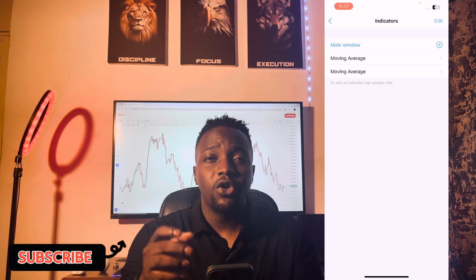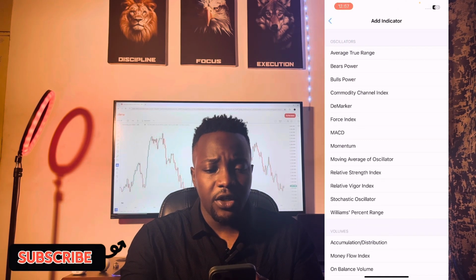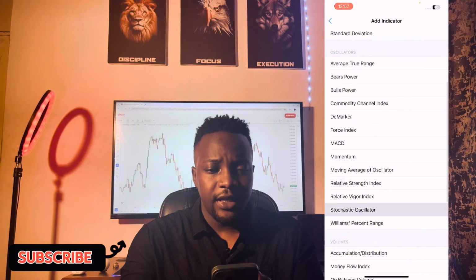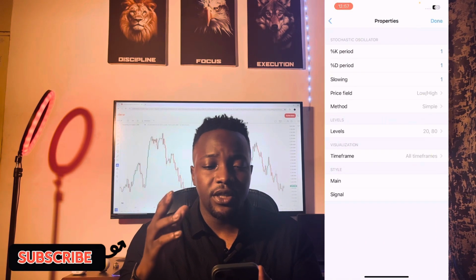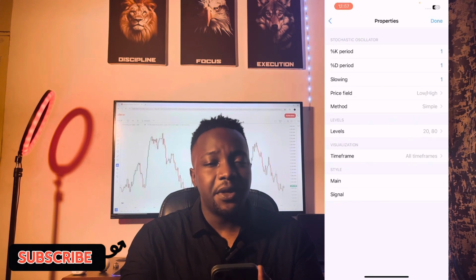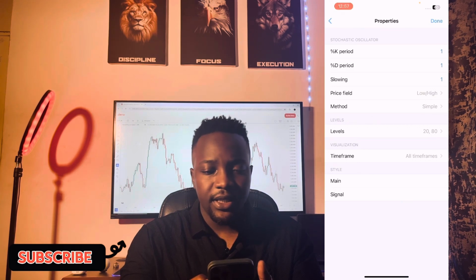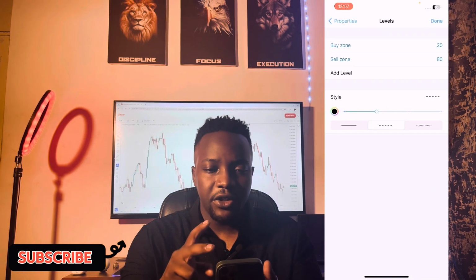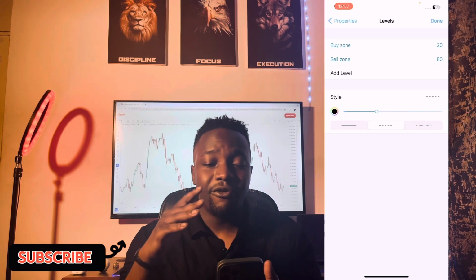So in this case, we're going to add our stochastic oscillator. Okay, so I'm going to go on oscillators, then find the stochastic, and it is going to have the following properties that you see on the screen. We're going to have a percentage K period of 1, a percentage D period of 1, a slowing of 1, a price field of low over high. The method is simple, and on levels, we're going to have these two important levels. We're going to have our level 20, and we're going to have our level 80.